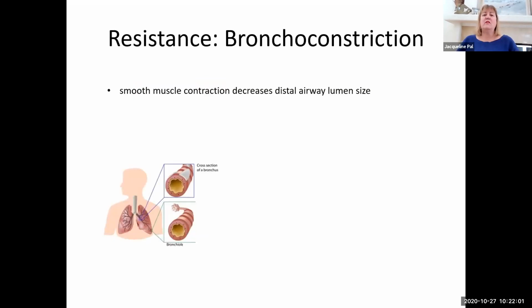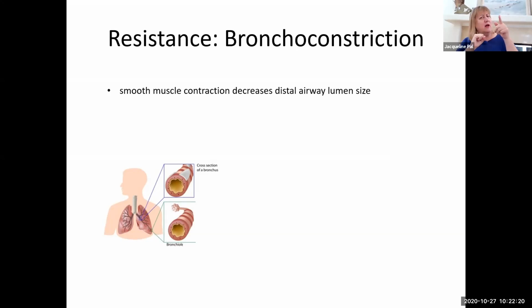The first component of resistance occurs when we have bronchoconstriction. This is because there's smooth muscle surrounding the airways. And so when that smooth muscle contracts, the lumen of that airway decreases in size.